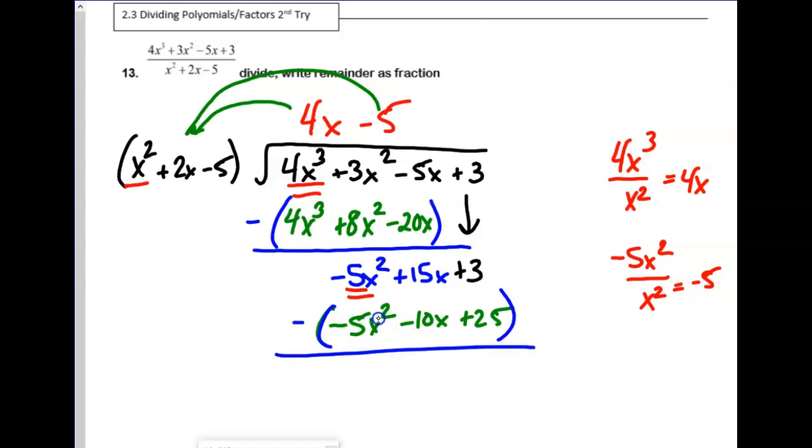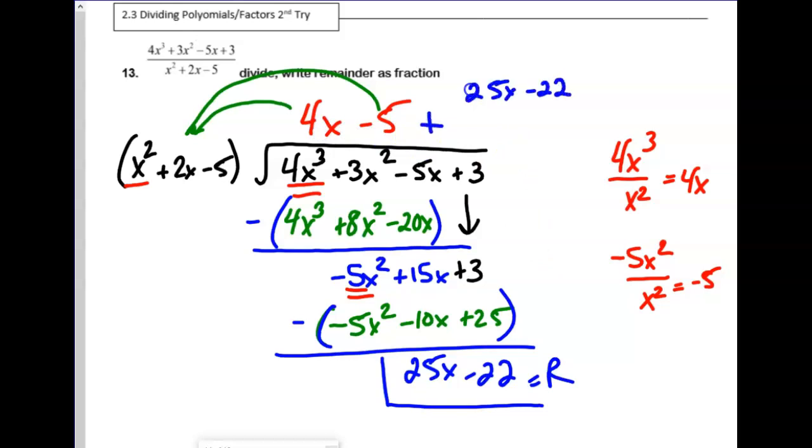If you only have like one pen in your arsenal, this subtraction step with what I'm doing in blue, if you could do that in another color, amazing things will happen to your efficiency and your accuracy in your answers, I promise. All right, the x squareds cancel. This becomes a 25x. And then 3 minus 25 is a minus 22. Now that's a very strange looking remainder, but it is our remainder. So your answer is 4x minus 5 plus 25x minus 22, still being divided by x squared plus 2x minus 5. How beautiful.